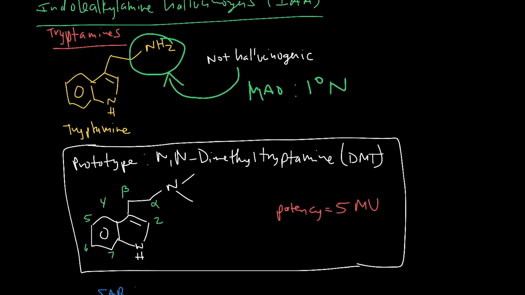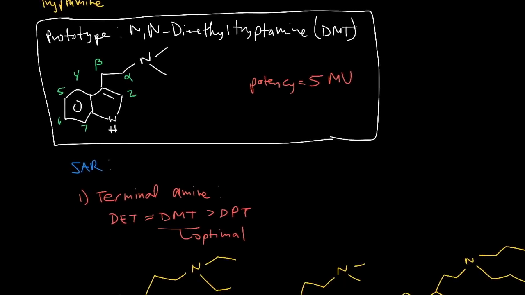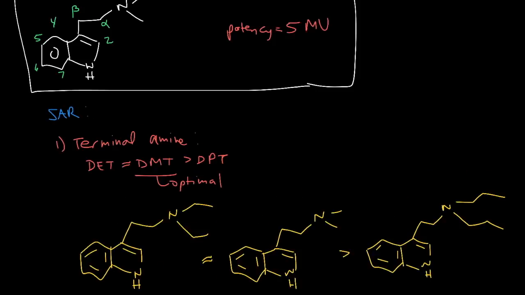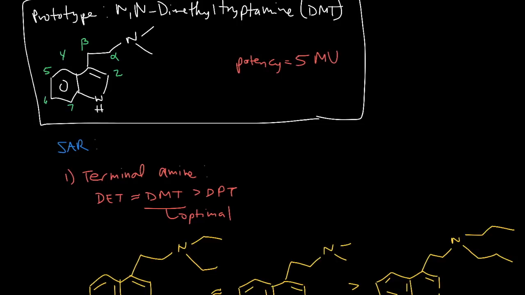So your prototype for the tryptamines is N,N-dimethyltryptamine. It's termed so because here's a tryptamine, but here's your dimethyl group, 1-methyl, 2-methyl. It has a potency of 5 mescaline units. Also, you've got your beta carbon, your alpha carbon previous, and then I numbered every atom in the ring for you, pretty much.